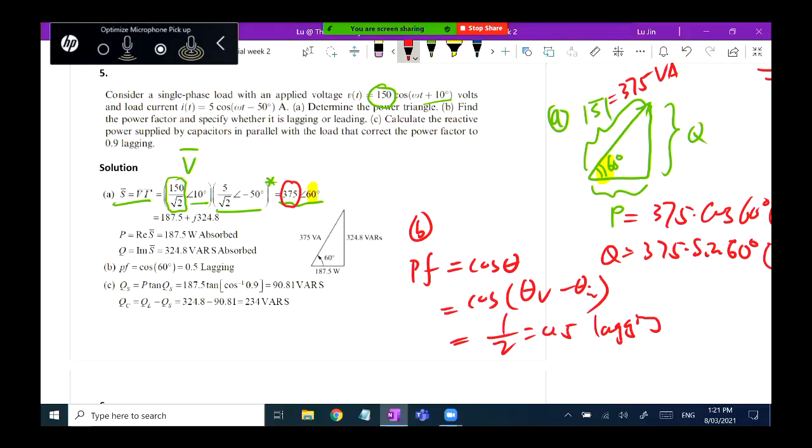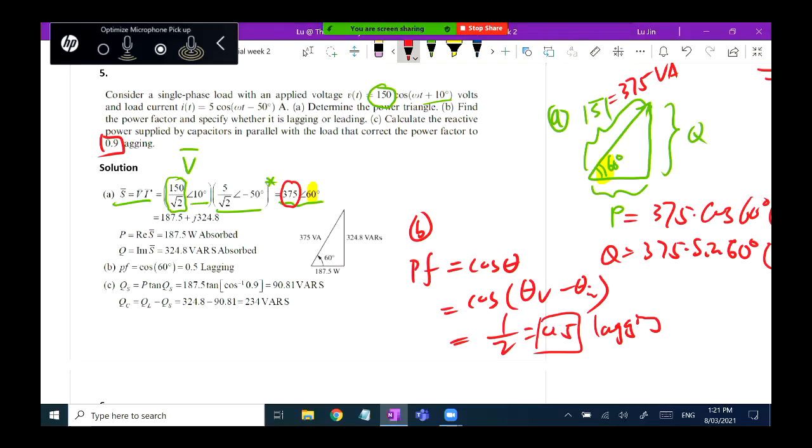That's the target. We want to correct the power factor from 0.5 to 0.9 lagging by adding one capacitor or multiple capacitors in parallel with the existing load. But in this process, we do not want to change the real power, because adding a new capacitor or inductor into a circuit will change only the distribution of the reactive power. They are not able to consume any real power, so real power will remain the same. So this new capacitor will change the reactive power, the Q term, only.